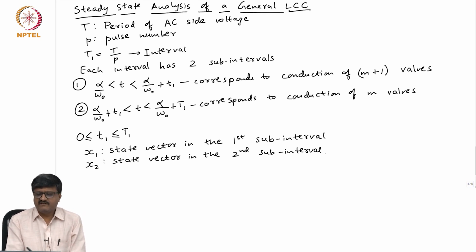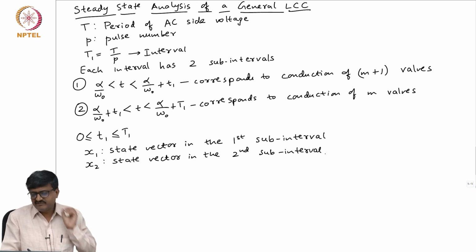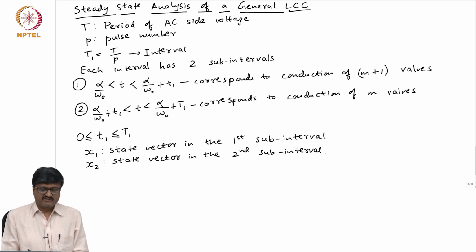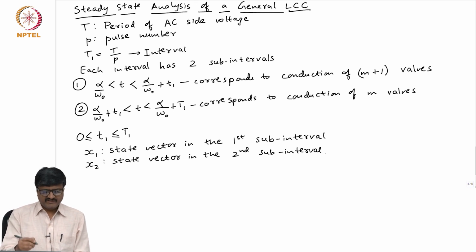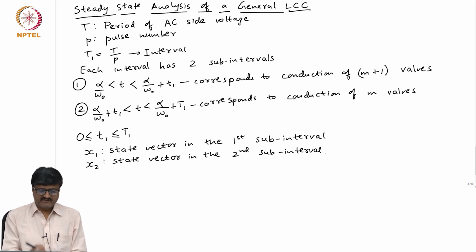Now, can we say anything about the relative sizes of x1 and x2? See, a state vector can be considered to be a column vector or a column matrix. So, what about the relative size of x1 and x2? Which one is larger first of all? x1 is larger or x2 is larger? Both are same.